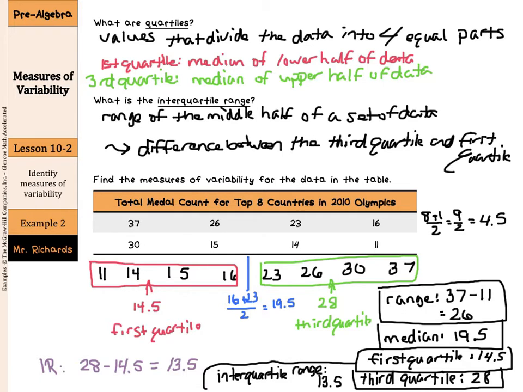So when you're looking for the measures of variability of a set of data, first, order them from least to greatest, find the range, find the median, and then we have two more medians to find: the median of the lower half of the data, the median of the upper half of data, and then lastly, to find the interquartile range, subtract the third quartile and first quartile to get a result. And those are our measures of variability.